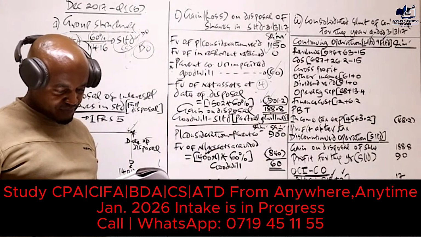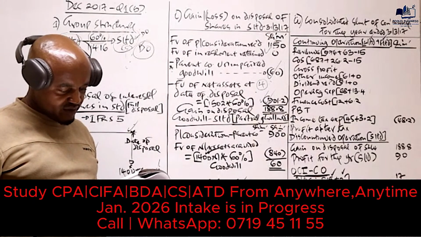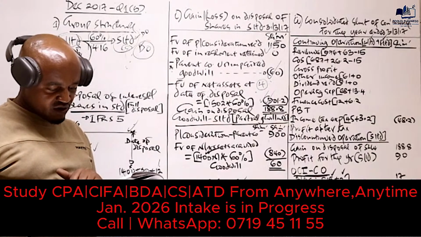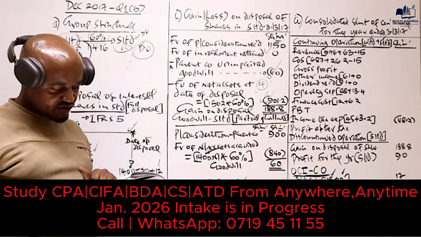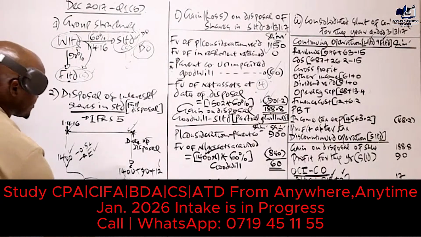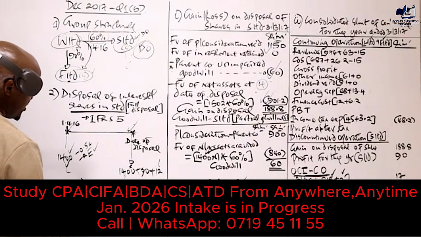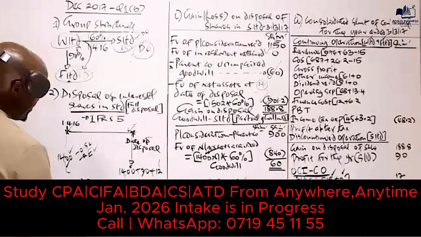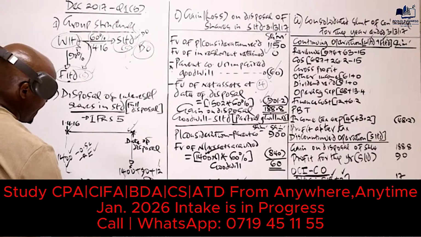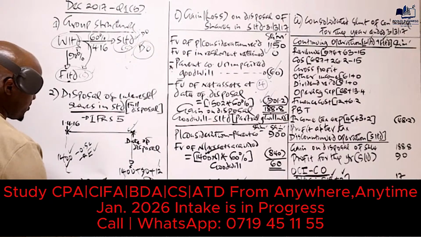Then you're told these goods were sold at a markup of 50%, and 3/5 of these goods remained in the inventory of F as at 31st of March 2017. So we need to compute the amount of unrealized profit, which is equal to the gross profit margin times the unsold goods.